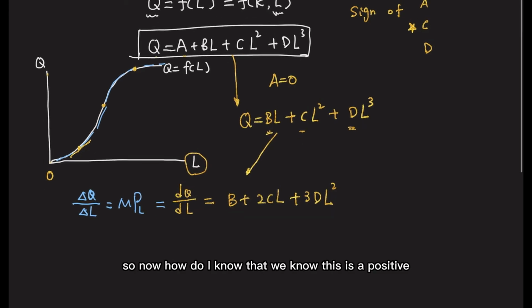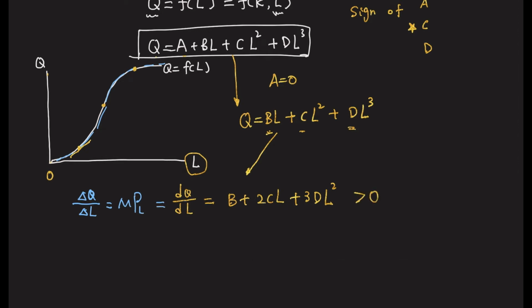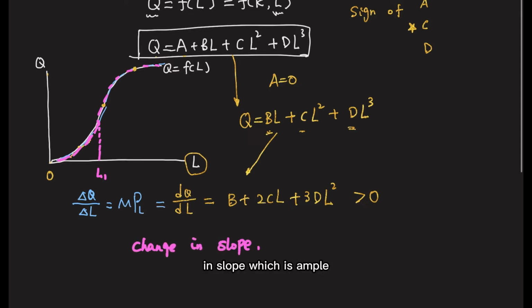Okay, so now how do we know that? We know this is positive. What does that tell us? We need to figure out the sign of D and C. So now let's look at the change in slope. The slope becomes larger and larger, the tangent line is steeper and steeper up until this point, L1. After L1, the slope becomes flatter and flatter. So let's look at the change in slope, which is MPL.